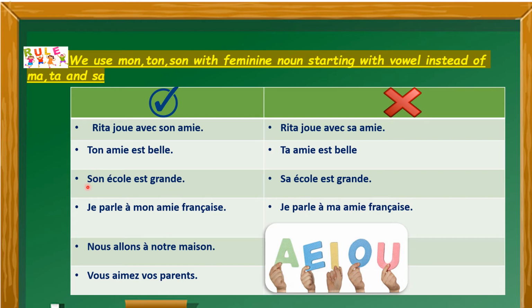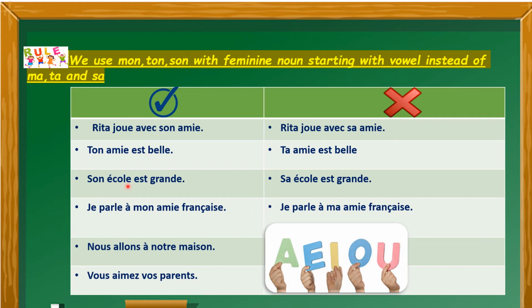Third sentence is Son école est grande. His or her school is big. School is feminine. How do we get to know? It's written E here. Though we were supposed to put sa here because école is a feminine word, it's starting with a vowel and it's singular. That's why we are using son école. Sa école est grande is an incorrect sentence.